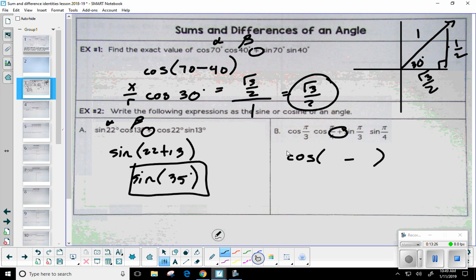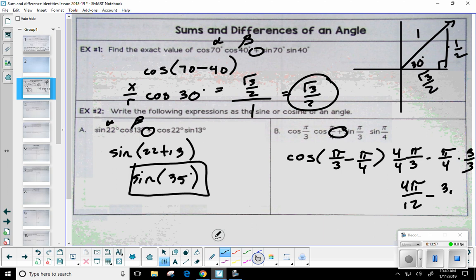Now, what should I put? Pi over 3 minus 4 or pi over 4 minus 3? Pi over 3 minus 4. Remember, the order is very important. We're going to keep that the same. Okay. And then all we have to do is just a little bit of algebra to figure out what that is. What's my common denominator? Okay. So pi over 3 minus pi over 4. I would have to multiply this by 4 over 4. Multiply this by 3 over 3. So 4 pi over 12 minus 3 pi over 12 will give me 1 pi over 12. So cosine of pi over 12 is what we're looking at. How many people got that one right?